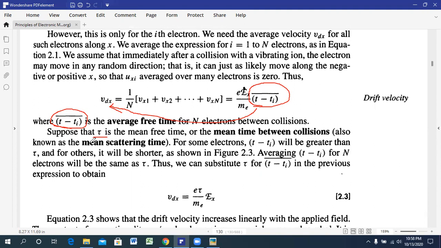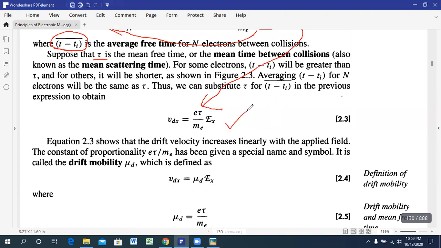Now, from this position, if we replace the T minus Ti bar in terms of tau, then we will find Vdx equals to E tau divided by Me multiplied with Ex. So up to this, is that clear? The average velocity or the drift velocity in terms of electric field.